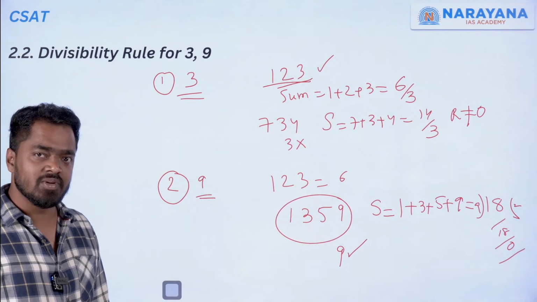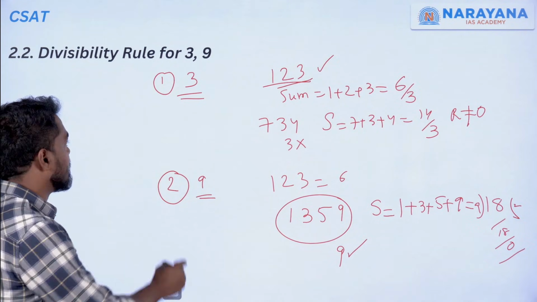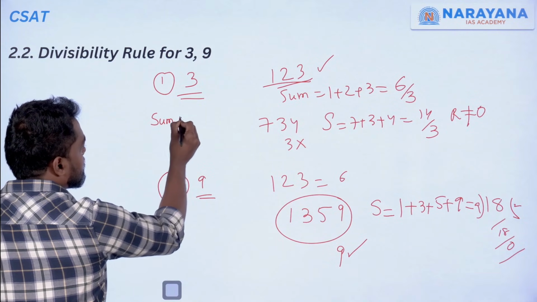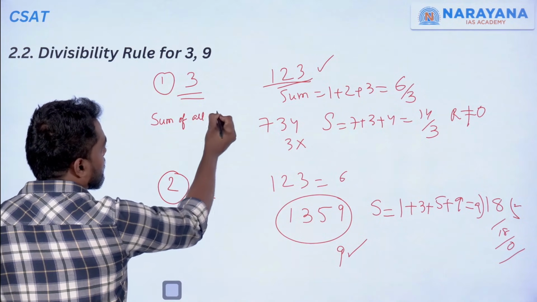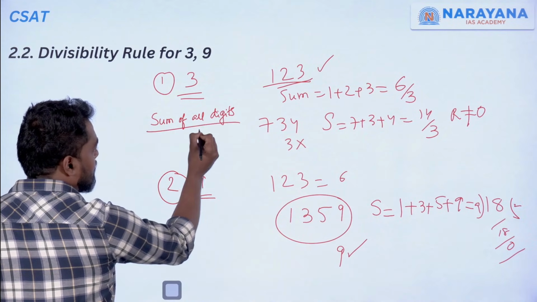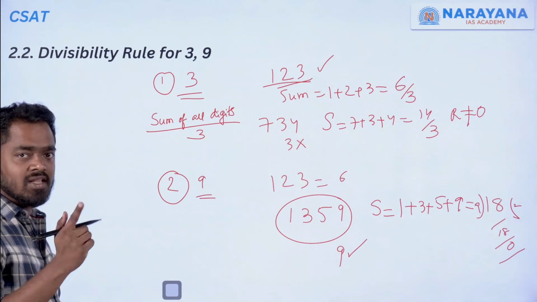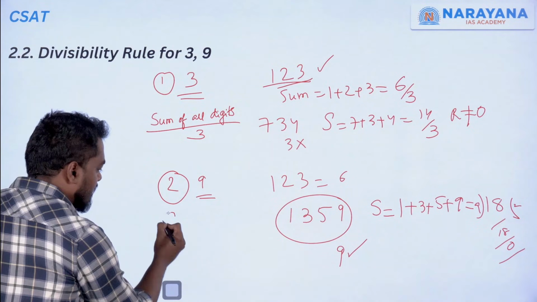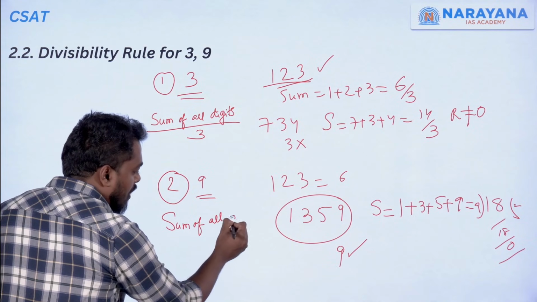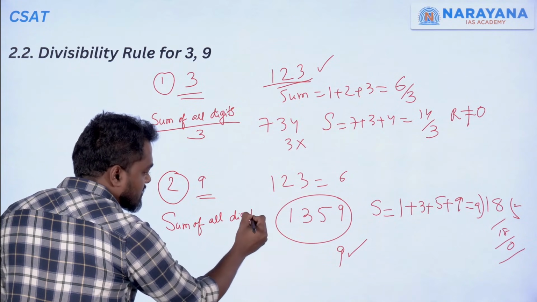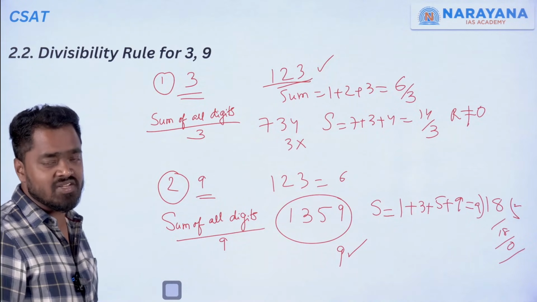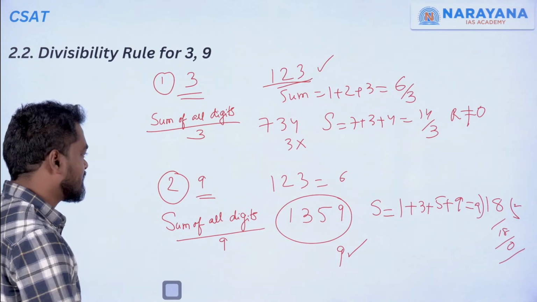So these are the divisibility rules for 3 and 9. If you write it: the sum of all the digits must be divisible by 3, then that number is divisible by 3. Again for 9, the sum of all digits must be divisible by 9, then that number is divisible by 9.